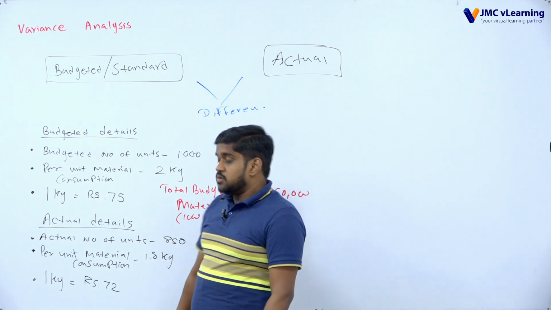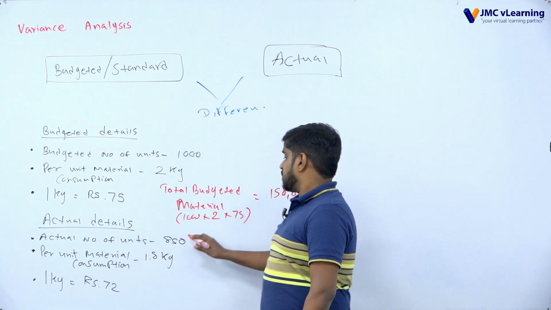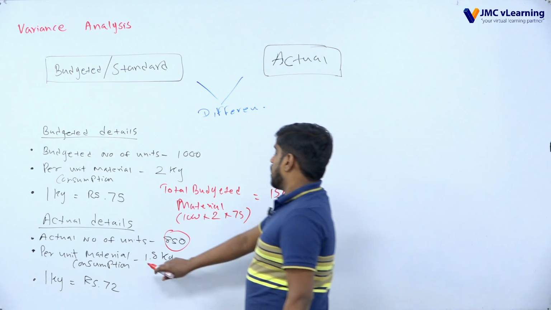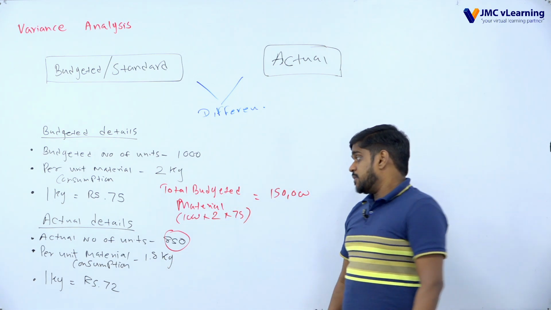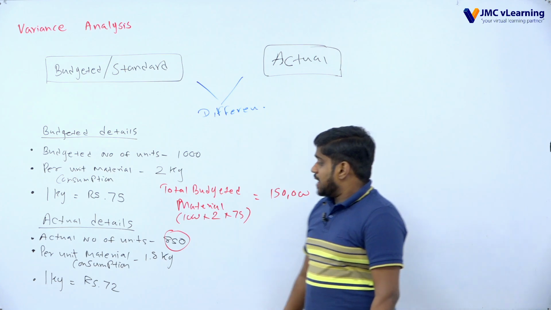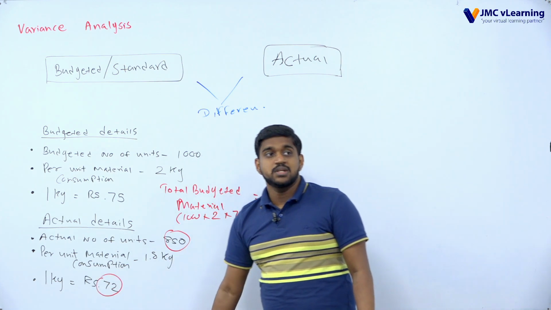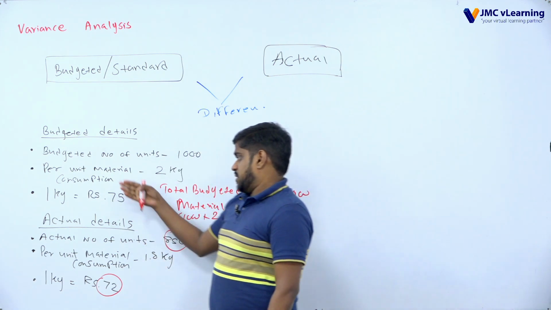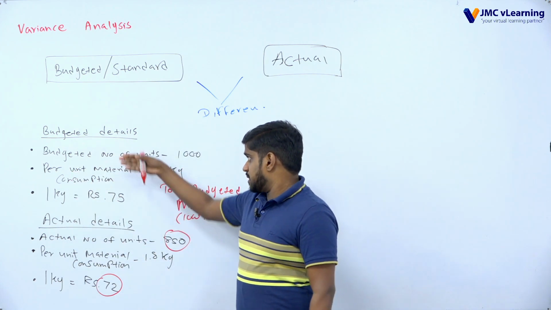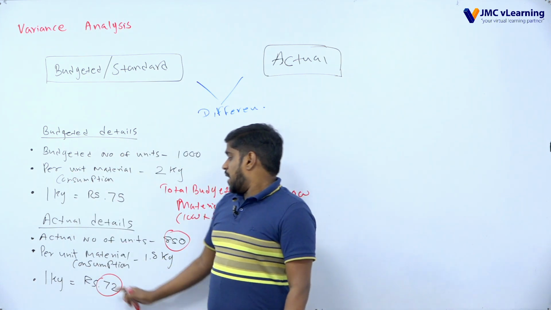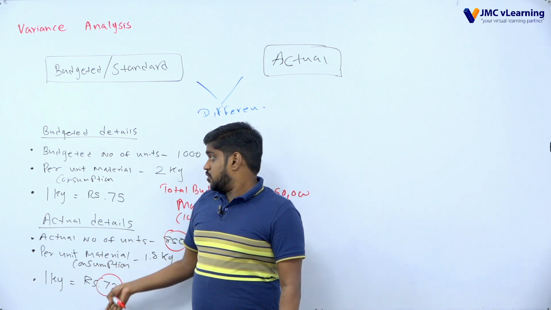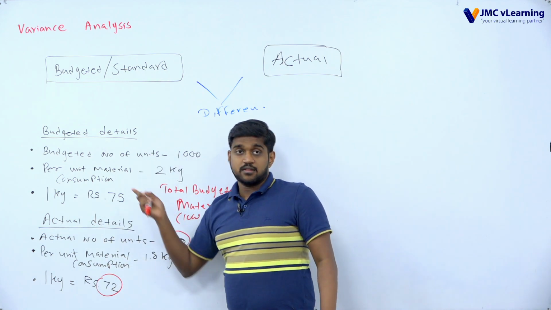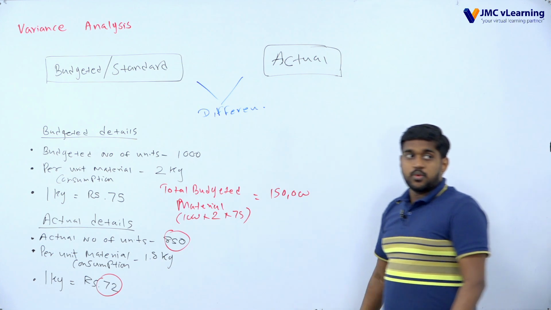Then our actual data. As per the given details, the actual number of units is 850 units. Per unit material consumption is 1.8 kilograms, and per kilogram actual price is 72. Then you can see, when we compare budgeted details with actual data, our per kilogram price is 72 but our budgeted one is 75. And for the material consumption also, the budgeted detail is 2 kilograms, but the actual one is 1.8 kilograms.